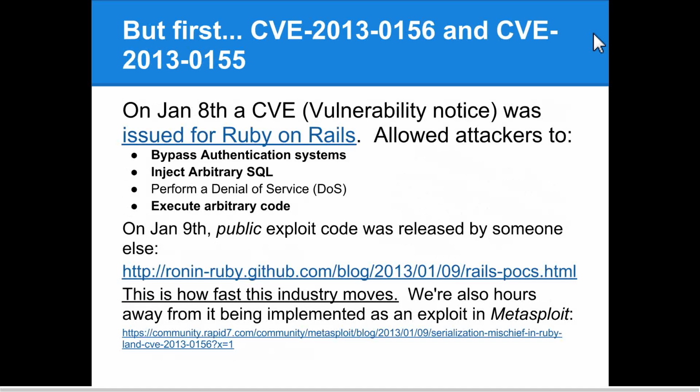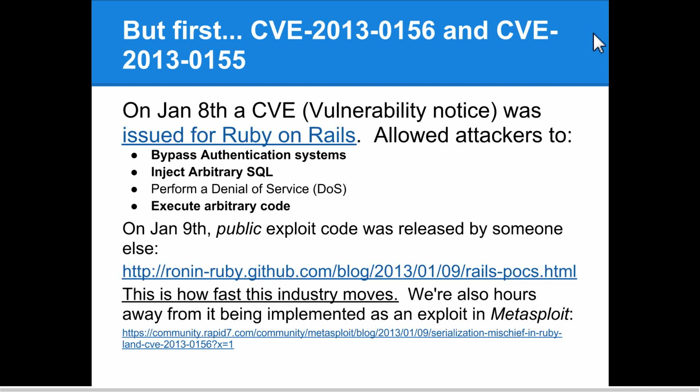But first, who heard about the vulnerability for Ruby on Rails that came out 2 days ago? 2 people? So this vulnerability was announced on January 8th, and it was discovered that this vulnerability allows attackers to bypass the authentication systems. So if there's a website that has username and password, they can bypass it if it's using this particular method. They can also use this vulnerability to inject SQL code and attack the database, as well as perform denial of service, but most importantly, to execute arbitrary code. The 3 things that are bolded are really what makes it so dangerous.